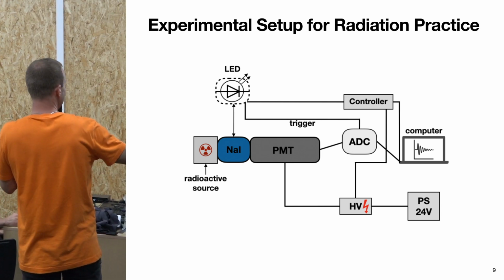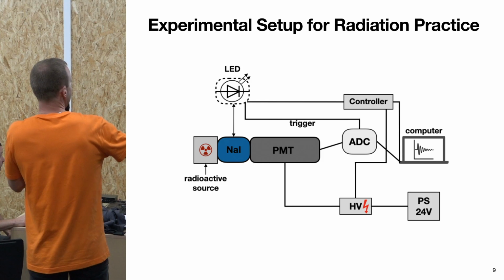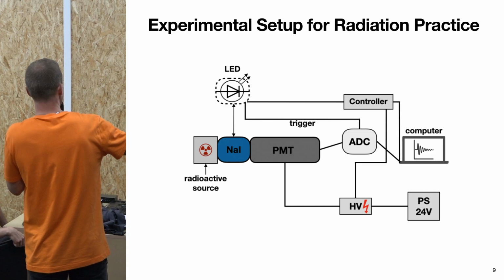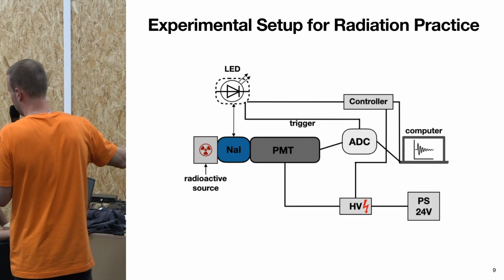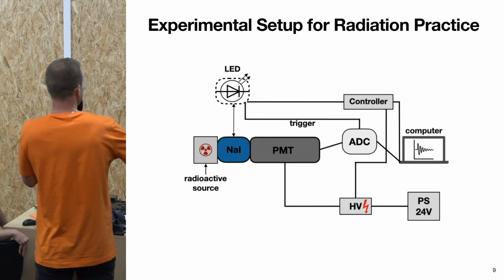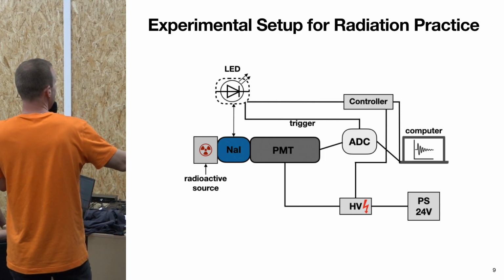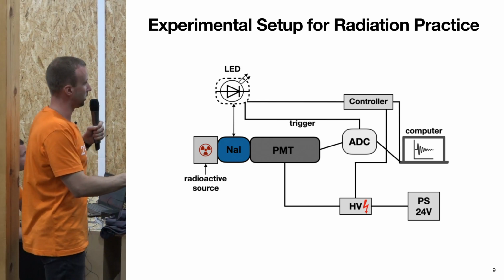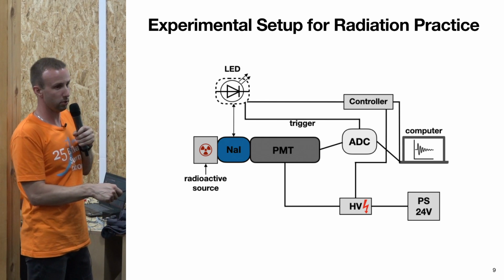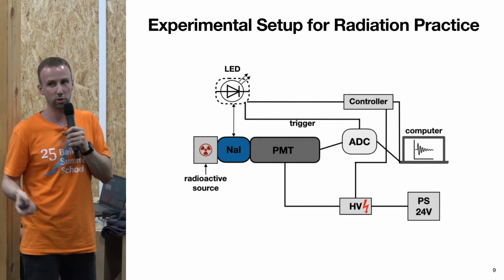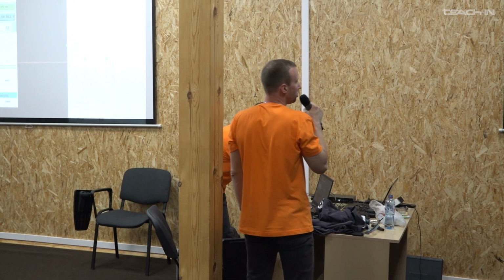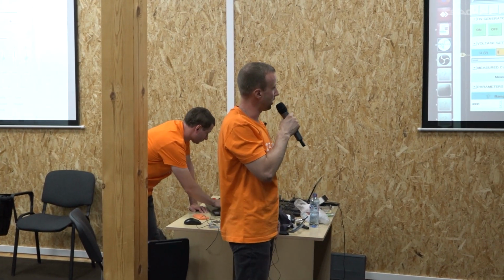Then we have the same ADC. So I think in our case we won't use the LED because we are limited in time. And then the same procedure. We just store the data from the ADC on the computer and then evaluate the charge we get from the PMT and then plot the histogram. So this is the software to supply our PMT.